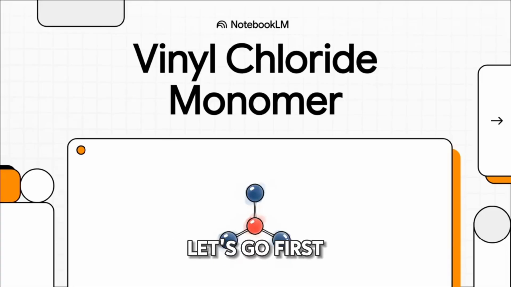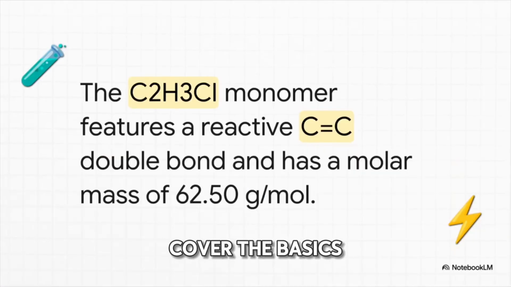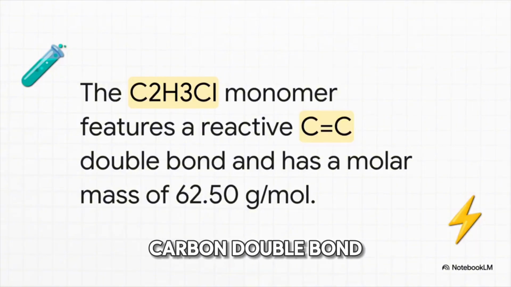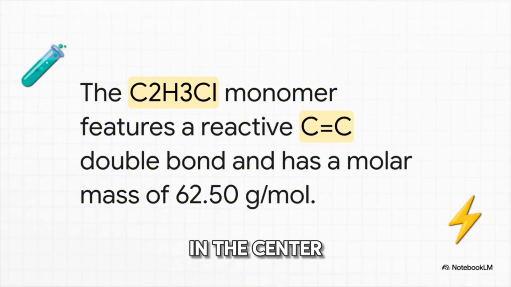Ready? Let's go. First up, we've got to cover the basics. The molecular formula here is C2H3Cl, clocking in with a molar mass of exactly 62.50 grams per mole. But honestly, the real star of the show, the engine that completely drives this molecule, is that highly reactive carbon-carbon double bond sitting right smack in the center.